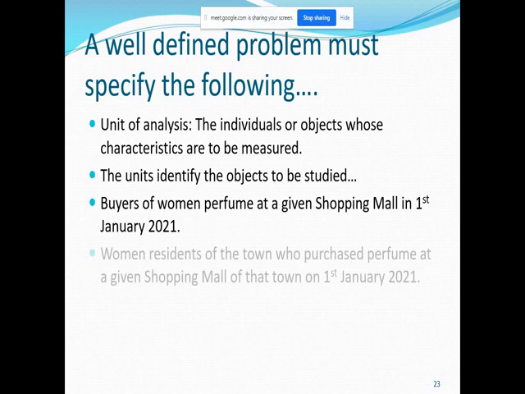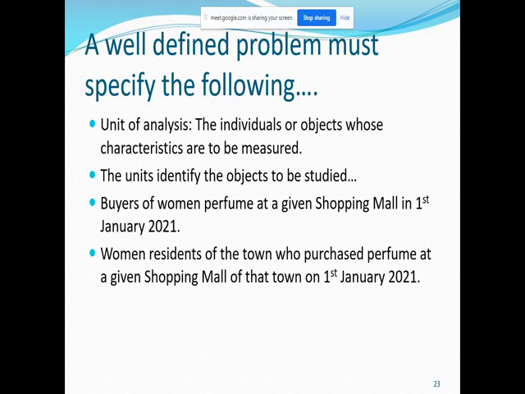For example, here are two very interesting examples. Buyers of women's perfume at a given shopping mall on 1st January 2021. You may take it as 2022 also, it doesn't matter. Women residents of the town who purchased perfume at a given shopping mall of the town on 1st January 2021. These are examples of how to identify the unit of analysis. Here, the unit of analysis, okay, now look at this: buyers of women's perfume at a given shopping mall on 1st January 2021.